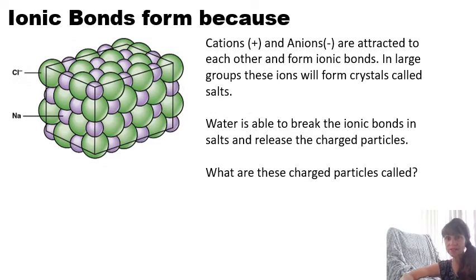Ionic bonds form because the cations, which are positively charged, and anions, which are negatively charged, are attracted to one another, and they form ionic bonds. These are very strong bonds. In larger groups, these ions will form crystals called salts. In the previous slide, we saw table salt is formed with an ionic bond, sodium chloride. Water has the ability to break ionic bonds in salts, thereby releasing those charged atoms. What are these charged atoms called, or particles? Electrolytes. Electrolytes are charged ions in water.